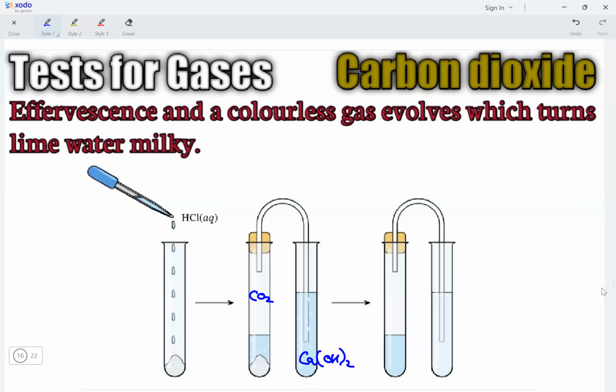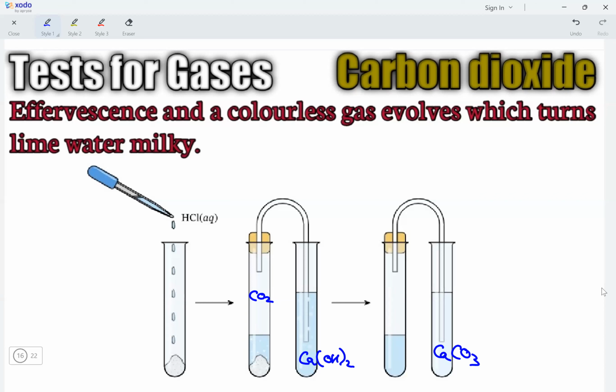So when it moves into the test tube containing calcium hydroxide solution, which is known as lime water, this lime water starts turning white or milky, as you can see in the last diagram. So this white color is due to the formation of calcium carbonate, which is insoluble in water. So this is the theory behind testing for carbon dioxide. So as a result, as an observation, we write effervescence and a colorless gas evolves, which turns lime water milky.